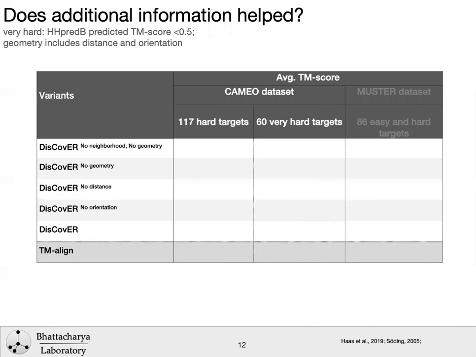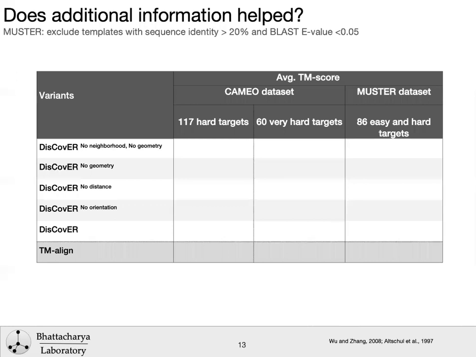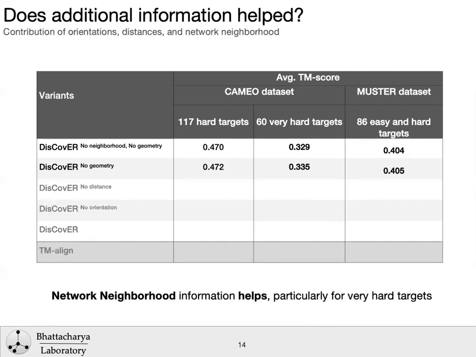The first dataset, CAMEO, contains 117 hard targets and 60 very hard targets. Our second dataset is Muster, which contains a mix of easy and hard targets. Here we exclude templates with a sequence identity cutoff of 20% and a BLAST p-value cutoff of 0.05 as homology cutoff. As shown in the table, network neighborhood helps to improve the average TM score, particularly for very hard targets.